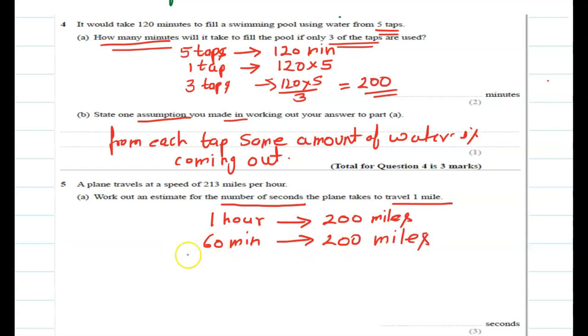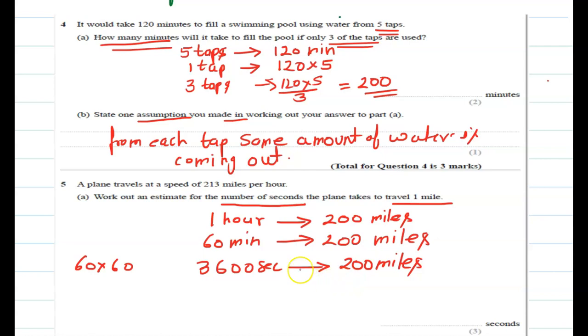60 minutes we can convert into seconds. 1 minute is 60 seconds, so 60 minutes will be 60 times 60, that is 3600 seconds. It is traveling 200 miles. So it means 1 mile in how many seconds?